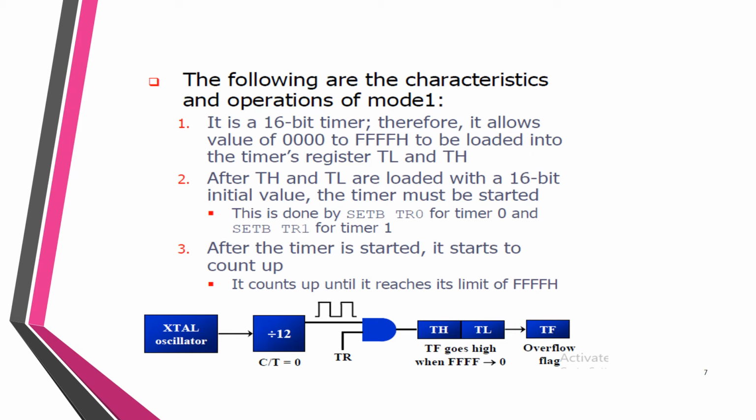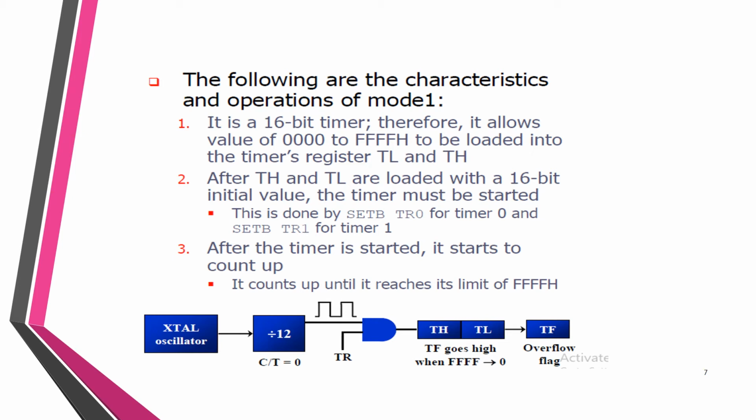So that is to be loaded into the timer registers TL and TH. After TH and TL are loaded with a 16-bit initial value, the timer must be started. This is done by SETB TR0 for timer 0 and SETB TR1 for timer 1. After the timer is started, it starts to count up, until it reaches its limit of FFFF.